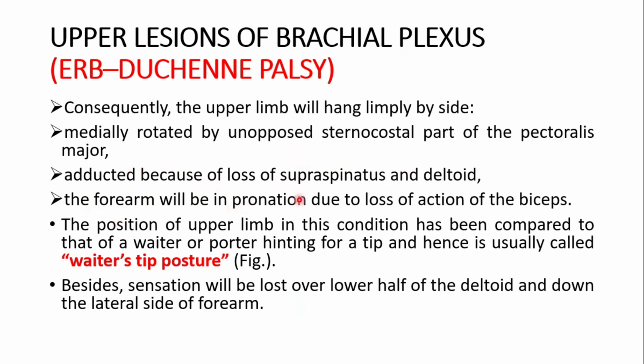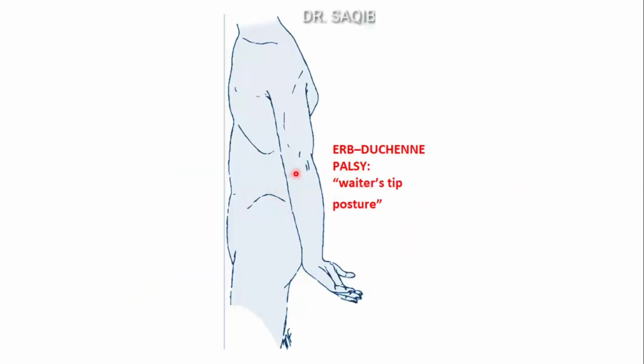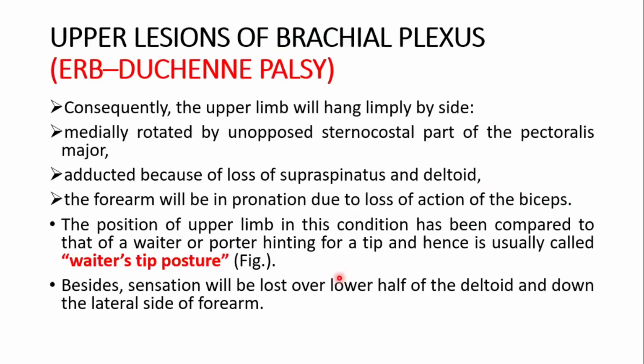The forearm will be in pronation due to loss of the action of the biceps. Here you could see this is a pronated arm, making a waiter's tip position. The position of the upper limb in this condition has been compared to that of a waiter hinting for a tip, and hence it's usually called waiter's tip posture, the Erb-Duchenne palsy. Besides, sensation will be lost over the lower part of the deltoid and down the lateral side of the forearm.